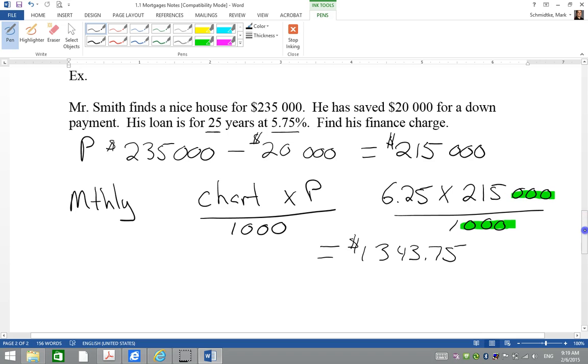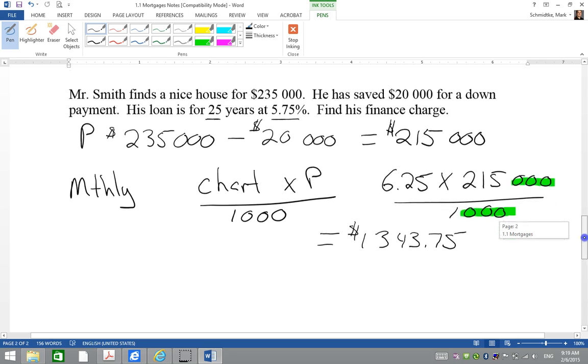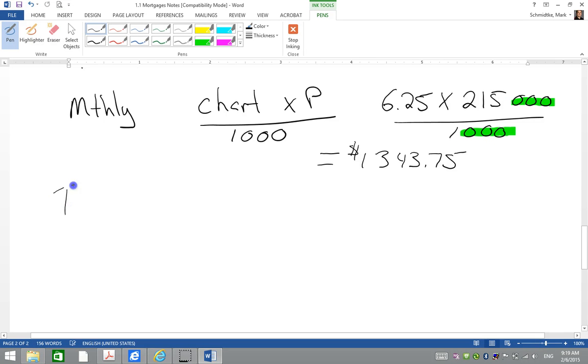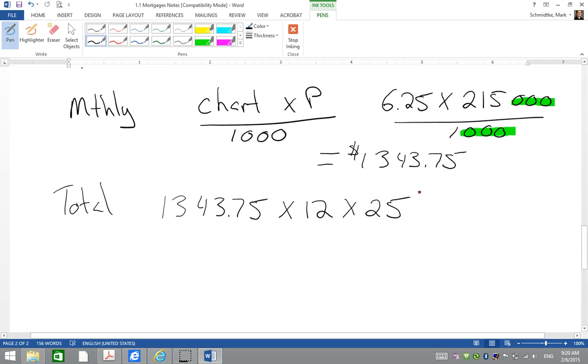Okay, let's move on a little bit. We've got the principal payment and we've got the monthly payment. Well, what's the total paid? Well, total paid says we take our monthly payment, times it by 12, times by the number of years. So I'll take the monthly payment of $1,343.75. I'm going to times this by 12, number of months in a year, and times this by 25 because I've got a 25-year mortgage.